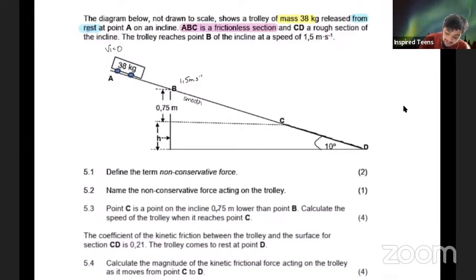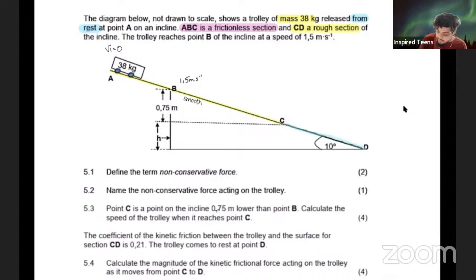Okay, and take a thin highlighter, or you can use the thin part of the highlighter, and just highlight this part so you know that this entire part we're talking about is smooth. Okay, and then they say, let's go back to this diagram. Then they say, and CD is a rough section of the incline. So then you take a different color highlighter.